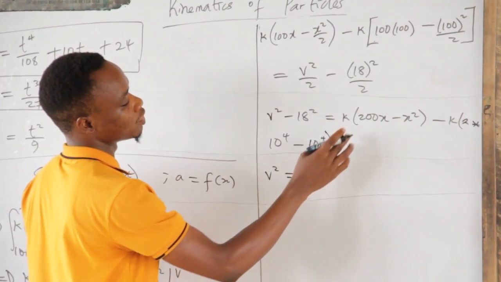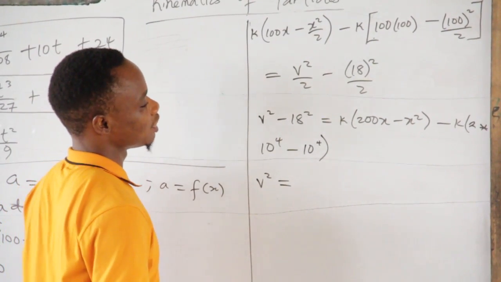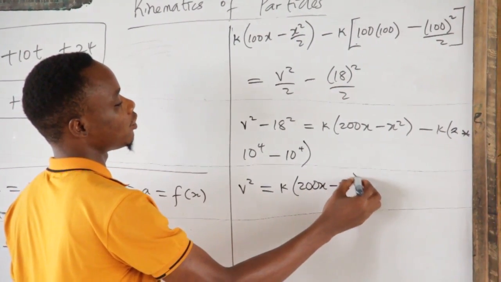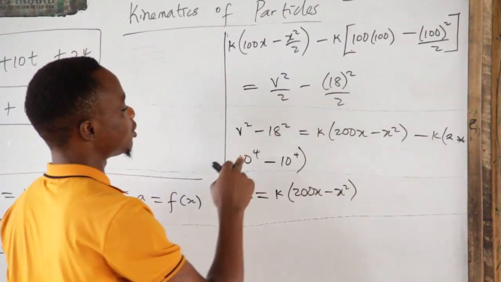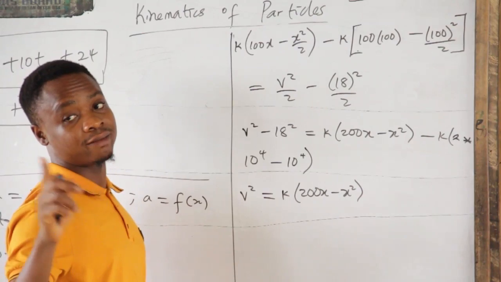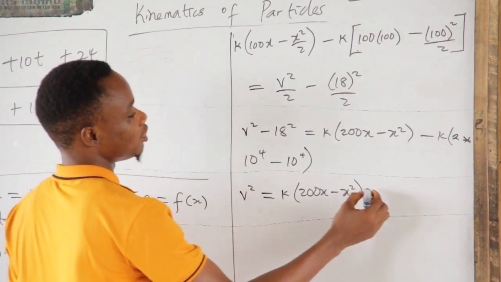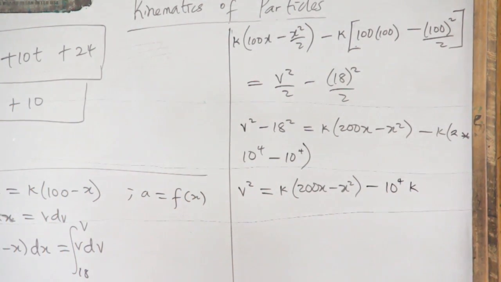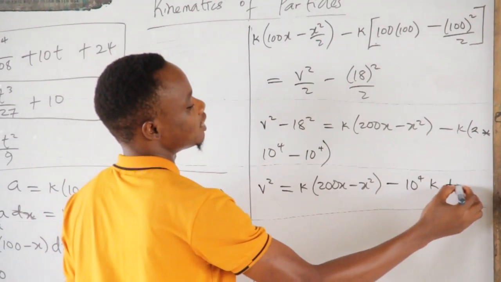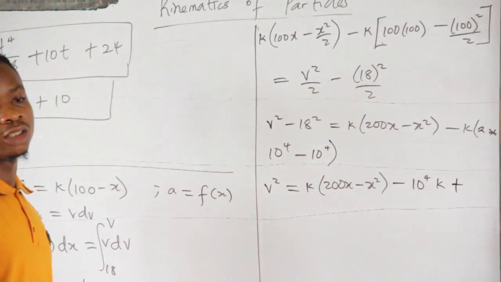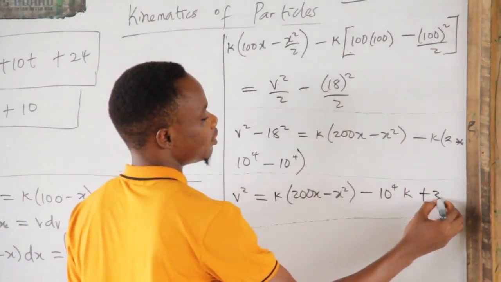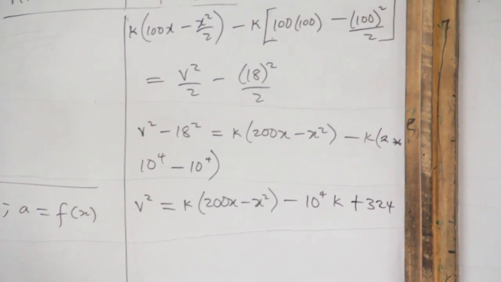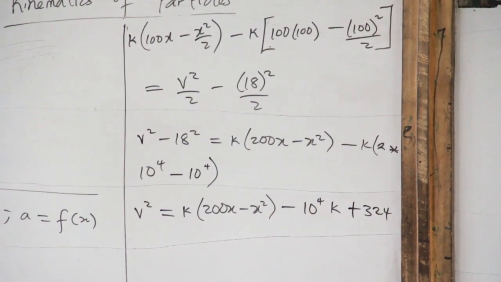V squared is going to be equal to, so you can open the brackets if you like, or just keep them the way they are. This is going to be equal to k into 200x minus x squared, and minus, so 2 times 10 raised to the power 4 minus 10 raised to the power 4. That is 1 times 10 raised to the power 4. Is that clear? So this is going to be equal to minus 10 raised to the power 4. That's what you have right here. Then we have 18 squared plus 18 squared. What is 18 squared? I calculate what is 18 squared? 324. So that is about that. So we have v in terms of x this way, and then we still have an unknown k.